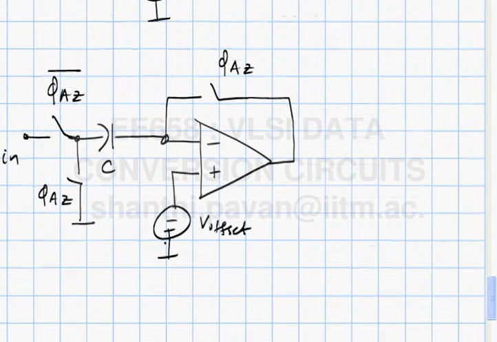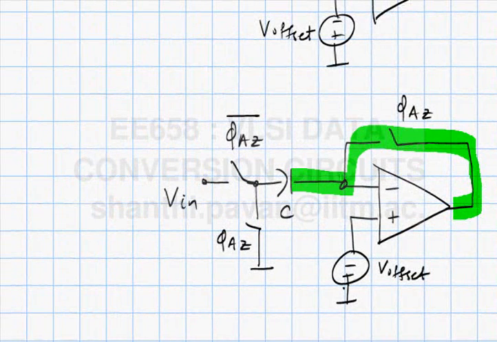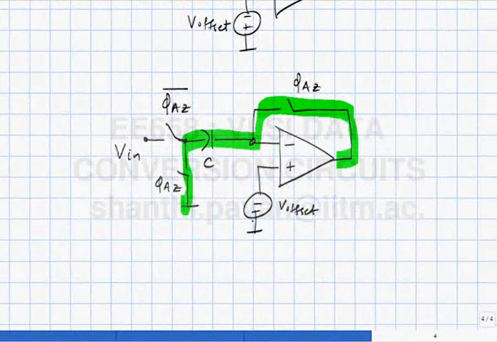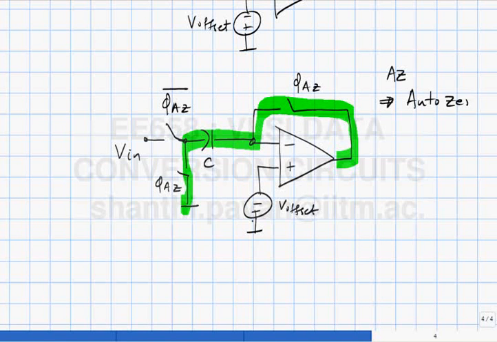Alright. So during phi AZ, this path is on, so the amplifier is in unity gain feedback. The voltage at the output of the amplifier, which happens to be minus V offset, is held on the capacitor. Okay. Then, after you're done, you need to lift off the bottom plate of the capacitor from ground and connect it to the input instead. So AZ, this whole process of cancelling offset is often called auto-zeroing.